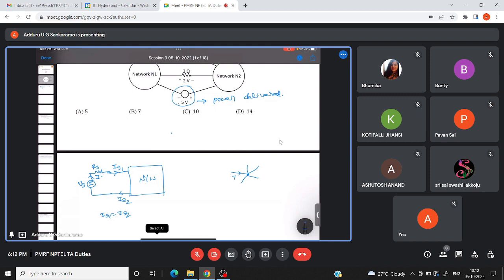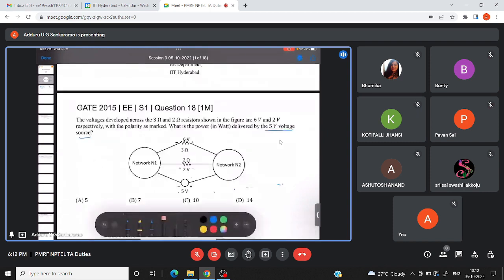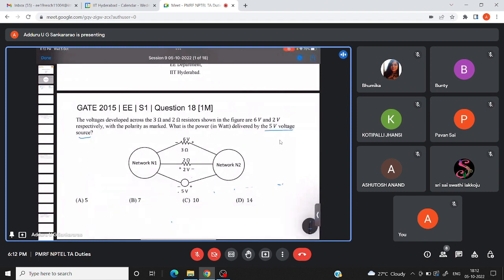Now, if you see here, consider network N2. In network N2, whatever current is entering into the network will be equal to whatever current is leaving from the network. Now you see the upper branch with the 3 ohm resistor and 6 volt drop. Now what is the current here?